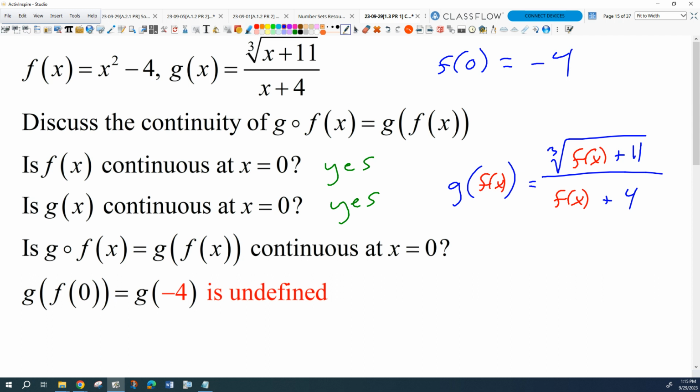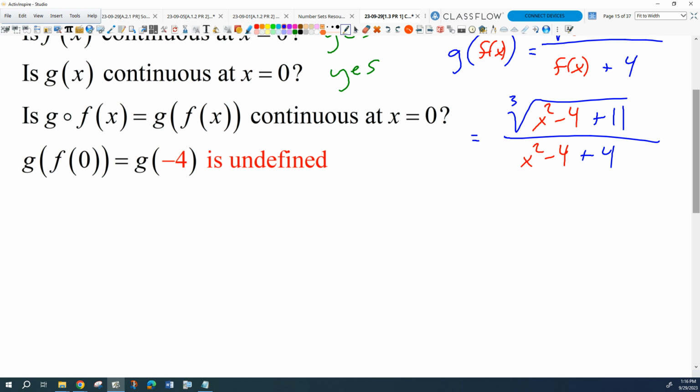It's x squared minus 4, right? So this is just equal to the cube root of x squared minus 4 plus 11 over x squared minus 4 plus 4. If we simplify that function, there's not a whole heck of a lot to simplify there, but if we do, what do we get on the top? We get x squared plus 7 inside the radical.